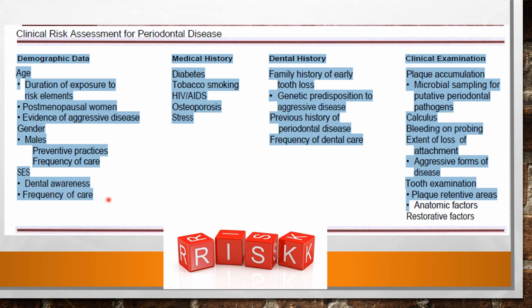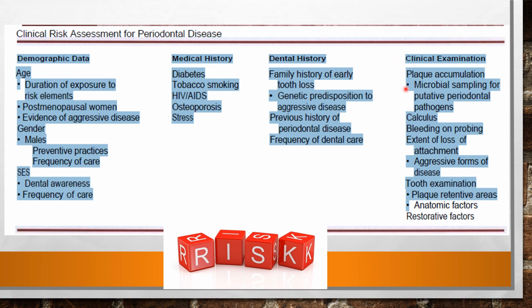Under medical history, we will be able to know if there is diabetes, a history of tobacco smoking, AIDS, osteoporosis, or stress. Then under dental history, we will be able to know the family history of early tooth loss, genetic predisposition to aggressive disease, previous history of any periodontal disease, and frequency of dental care. So these are all taken under dental history.